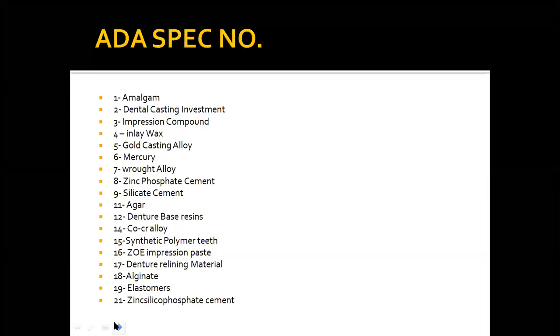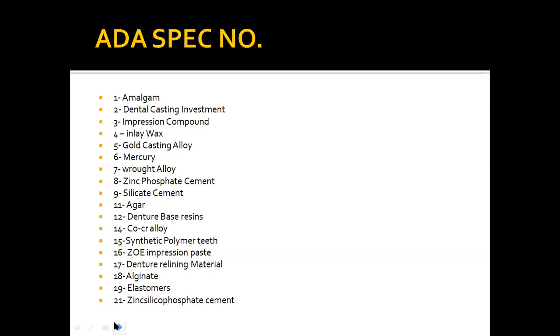Now 1 is for amalgam, 2 is for dental casting investment materials, 3 is for impression compound, 4 is for inlay wax, 5 is for gold casting alloy, 6 is for mercury, 7 is for wrought alloys, 8 is for zinc phosphate cement, 9 is for silicate cement, 11 is for agar, 12 is for denture base resins, 14 is for cobalt chromium alloy, 15 is for synthetic polymer teeth, what we're using, 16 is for ZOE impression base, as I told you yesterday, 17 is for denture relining material, 18 is alginate, which we discussed yesterday, 19 is elastomers, you all know, 21 is zinc silico phosphate cement. So these are the first set of ADA specification numbers.